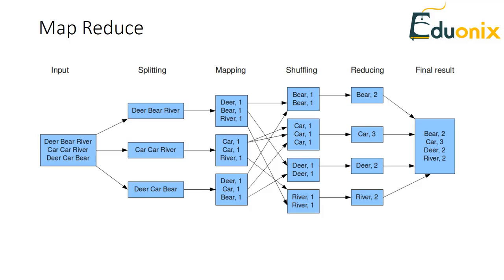So words coming from the first split here, for example deer, bear and river, are each assigned a value of 1, and similarly for other splits. In the reduce phase, the keys are grouped together and the values for similar keys are added. So here there are only a few pairs of similar keys. For example, bear: the values for these keys would be added, and the output key value pairs would be bear 2, car 3, deer 2 and river having 2 occurrences.